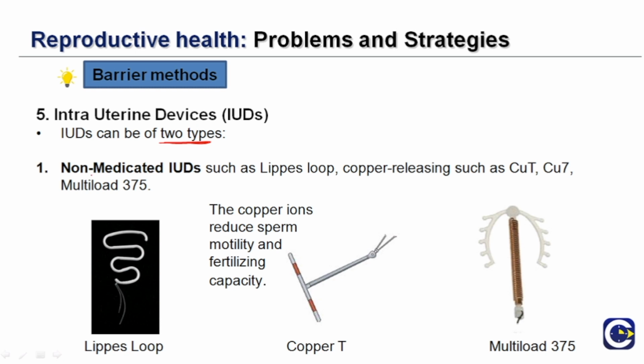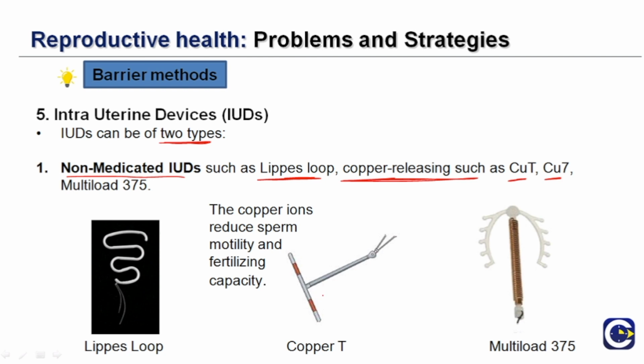The first one is the non-medicated intrauterine devices, and an example is Lippes loop. If you look at the figure here of Lippes loop, it is exactly a loop-like structure. So this is a non-medicated intrauterine device that can be inserted into the uterine cavity through the vagina. The second one is the copper-releasing intrauterine devices, and the examples are Cu-T or Cu-7. So this is how a copper T or copper-releasing intrauterine device looks.